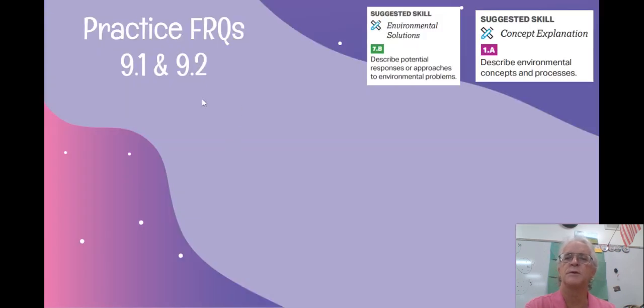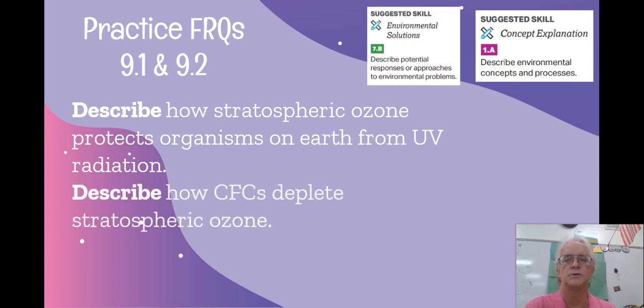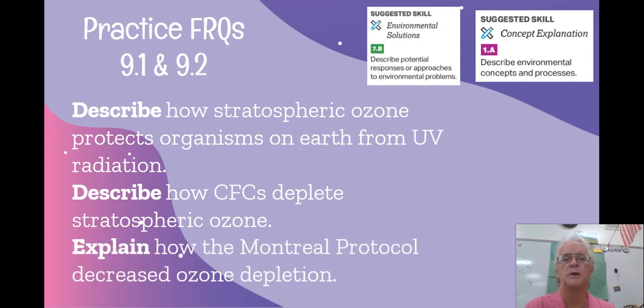So the practice FRQ is for 9.1 and 9.2. Again, describe potential responses or approaches to environmental problems. So one, can you describe how stratospheric ozone protects organisms on Earth from UV radiation? Two, can you describe how CFCs deplete stratospheric ozone? Three, can you explain how the Montreal Protocol decreased ozone depletion?